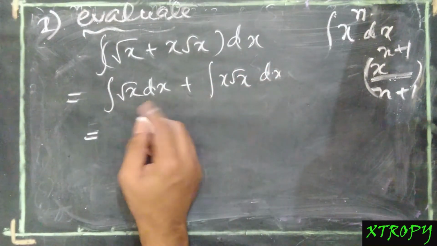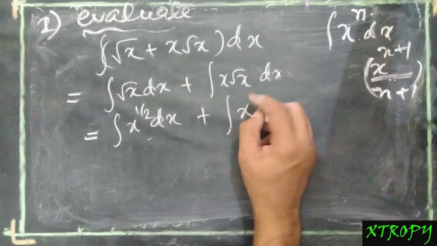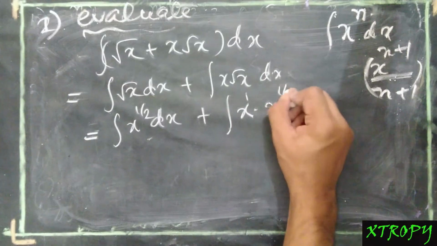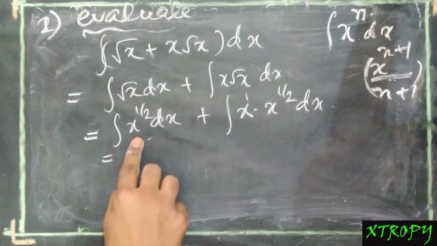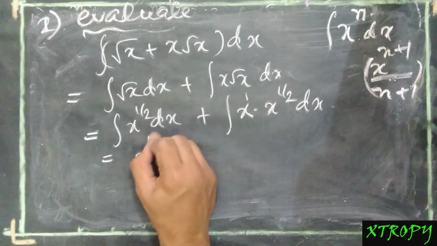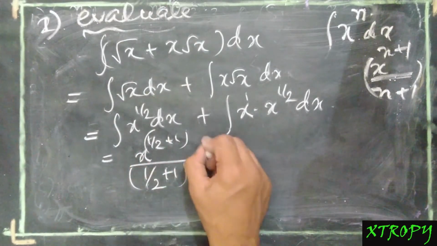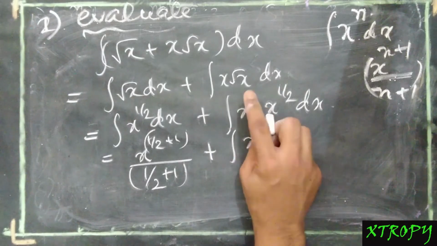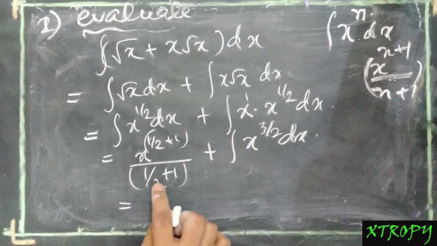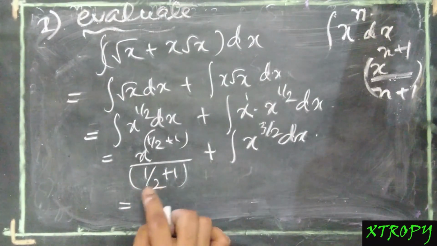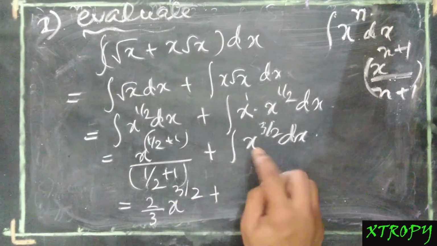This is actually the integral of x power half dx plus x power 1 into x power half dx, right? We can write it like this. Now the integration of x power half: increase half by 1 and the denominator is half plus 1, plus the integration of x to the power 1 plus 1 by 2, which becomes 3 by 2, dx. So half and 1 gives 3 by 2, this will go and become 2 by 3 x to the power 3 by 2, plus the integration of x to the power 3 by 2.